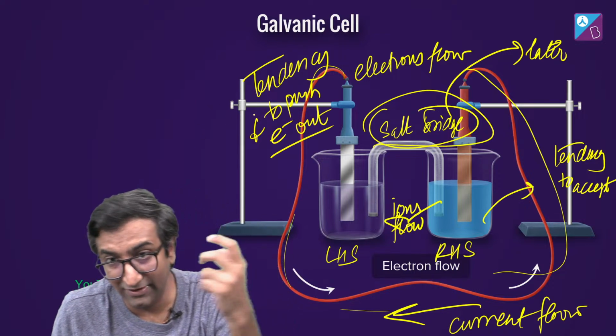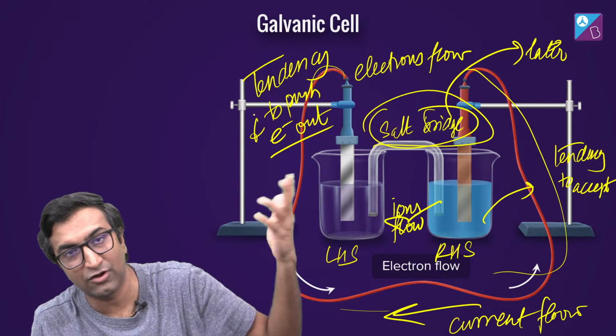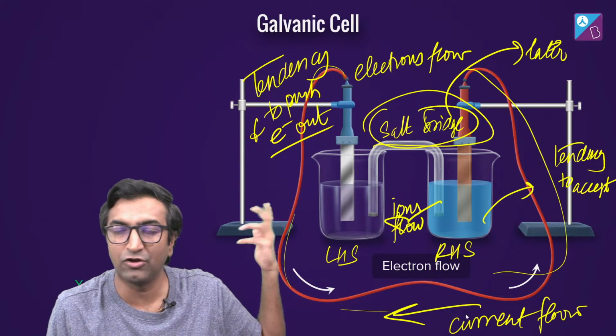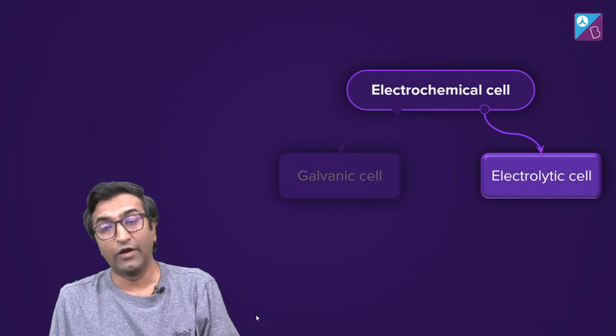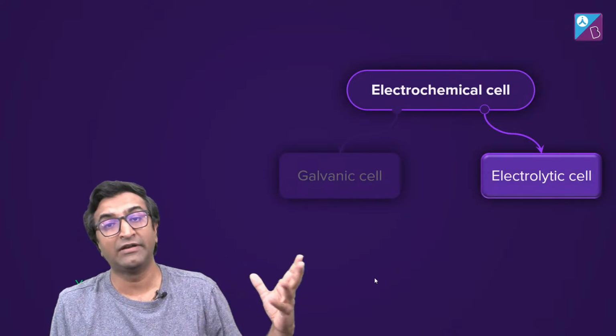And if you already figured it out, redox में इसको क्या बोलते हैं? Pushing electrons out मतलब oxidation, accepting electrons मतलब reduction. Don't worry, we'll talk about all that. Nothing will go over your head. आराम से करेंगे. Okay, that was about the galvanic cell, मतलब spontaneous reaction.